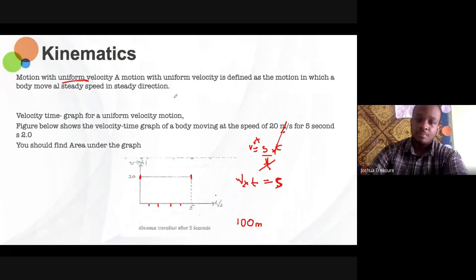So we see that the object is not accelerating, but if we find the velocity and multiply it by the time, which gives us the area, then we would get the total displacement of the object. That's all we were trying to say.